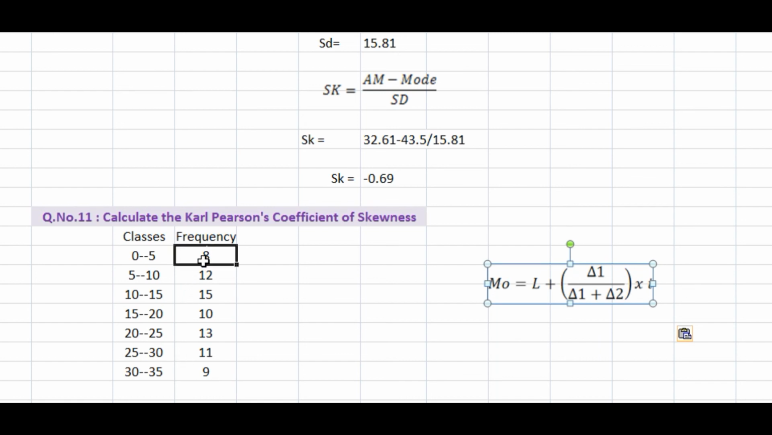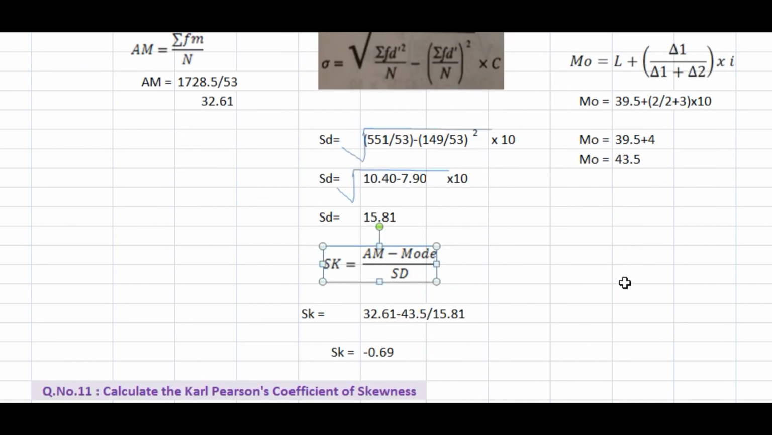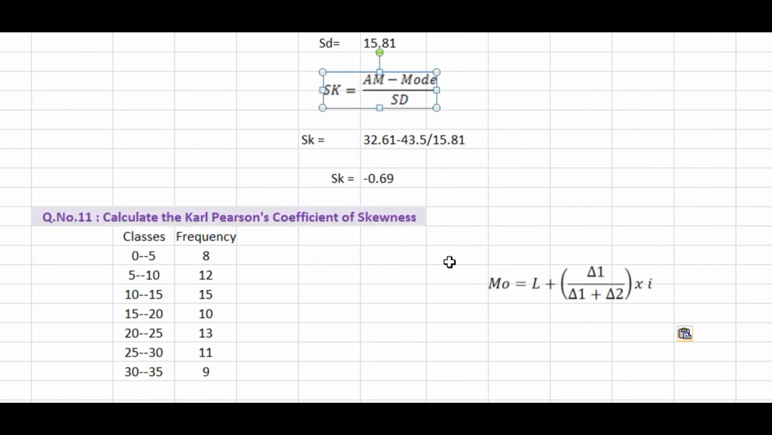See, the highest frequency is 50, and it occurs only once. So delta 1 means 50 minus 12, and delta 2 means 50 minus 10. So this formula is used for this question. You solve the same type of question: mean, standard deviation, mode, and apply skewness. Then you will get the answer. Write the answer and send the scanned copy to me. Thank you. We'll see the next question, based on the mode being ill-defined, in the next presentation.